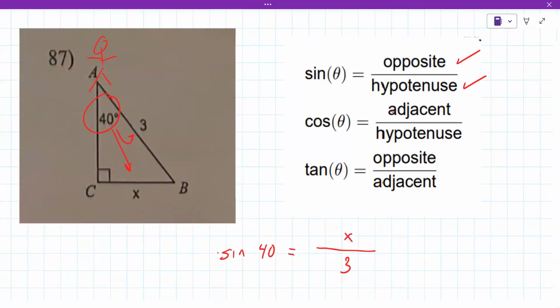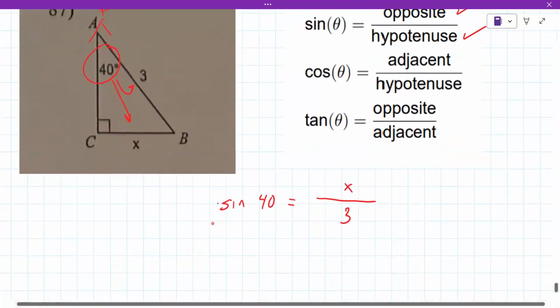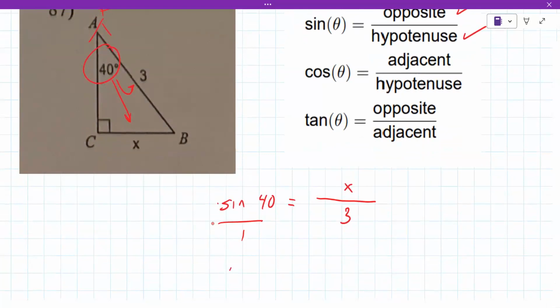This is the better case, when the variable's in the numerator. Then you just cross multiply. There's nothing dividing on the bottom, so you can just do 3 sine 40 equals X. So 1.93.